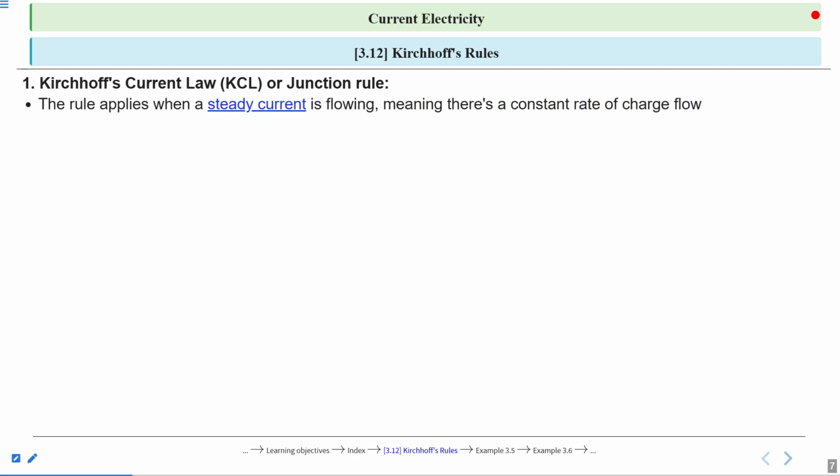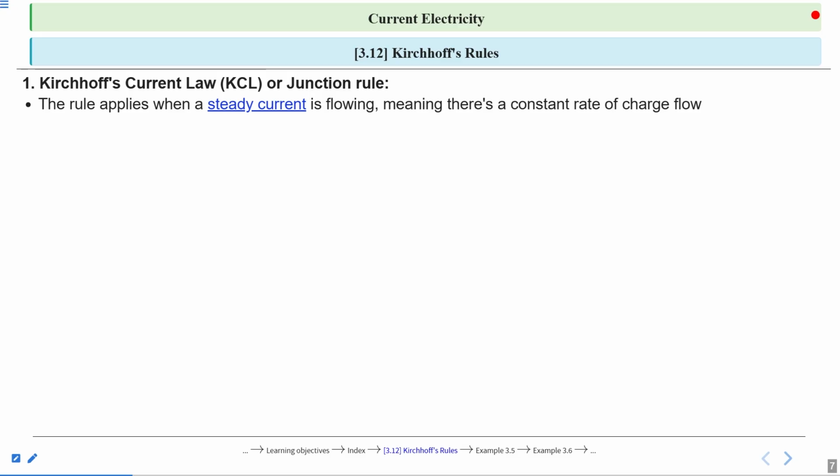The rule applies when a steady current is flowing, meaning there's a constant rate of charge flow. This rule applies when there is a steady current in the circuit, not for variable current, because variable current changes after some time. We cannot determine that the current entering the junction is equal to the current leaving the junction, because after some time the value of current can change, so that sum will not be the same. It may be more or less than the current entering the junction.